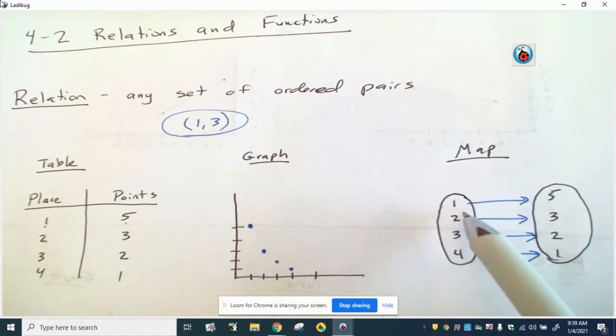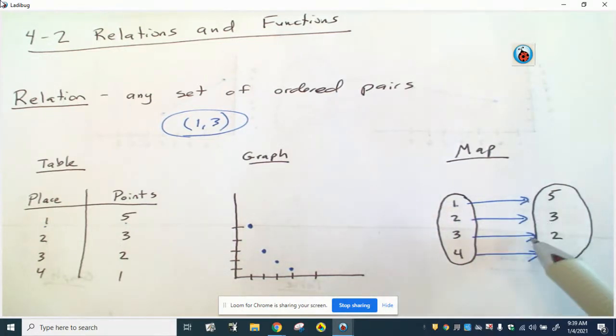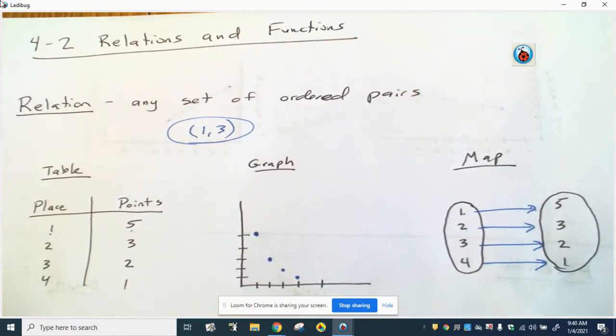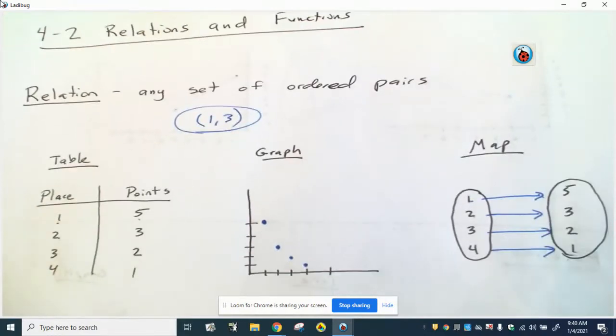Or we can map them. Okay? And map them basically, we take each point, 1 and draw an arrow to 5, 2 goes with 3, 3 goes with 2. And you can have lines that cross, and we can add extra lines, and that means another set of points, right?